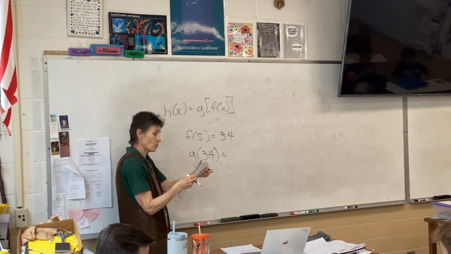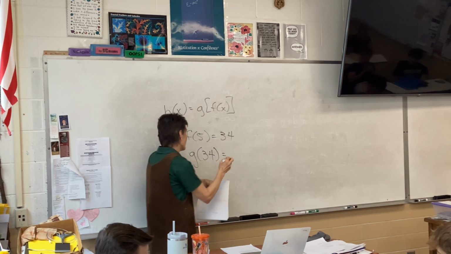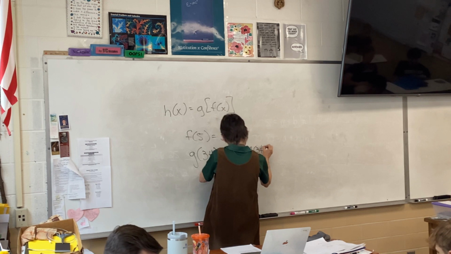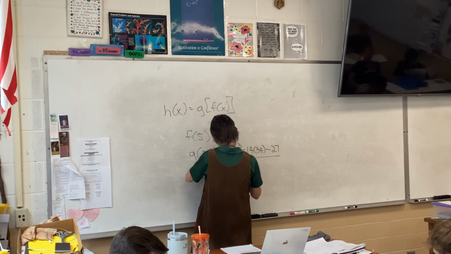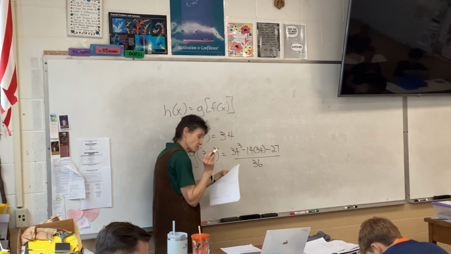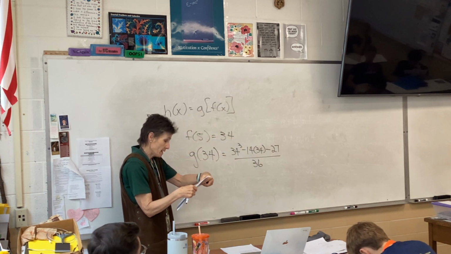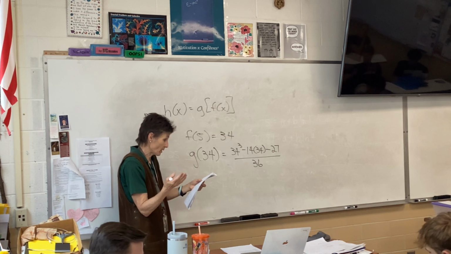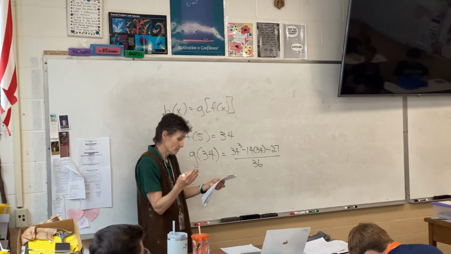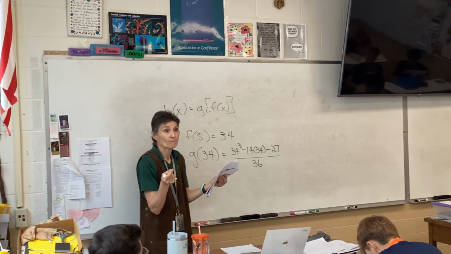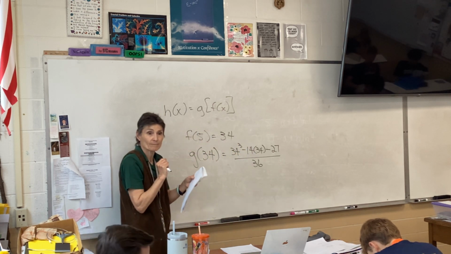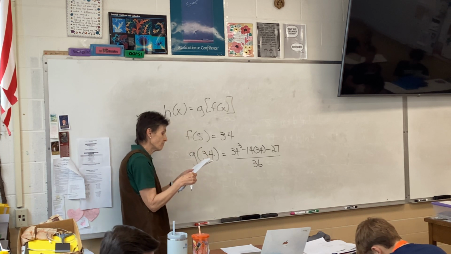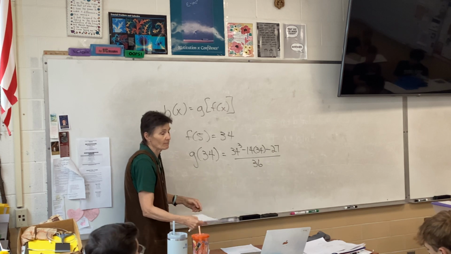But g is an equation, so I'm going to have to type it in. So it'll be 34 cubed minus 14 times 34 minus 27, over 36 times 34 plus 2. I just typed that in, and I got 1077.806 by doing that on my calculator, okay? And then it says, find the value of f inverse of 4, or indicate that it's not defined.